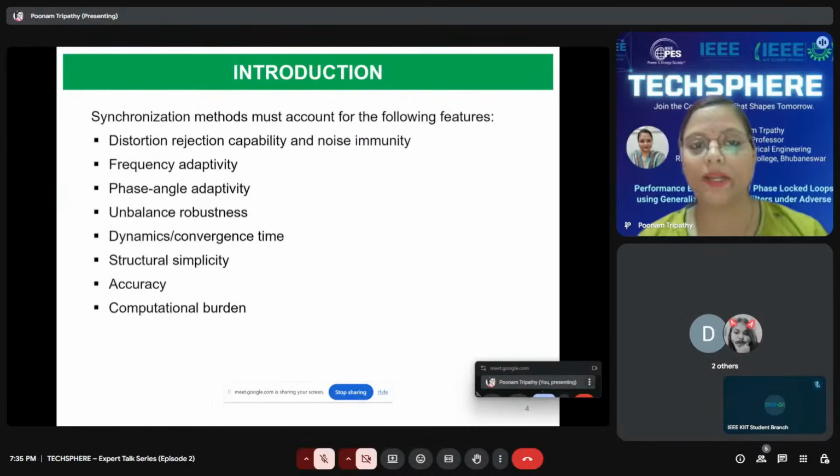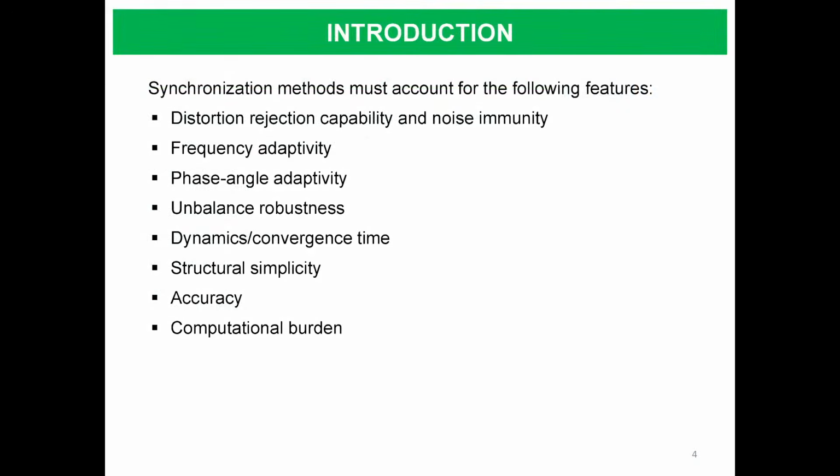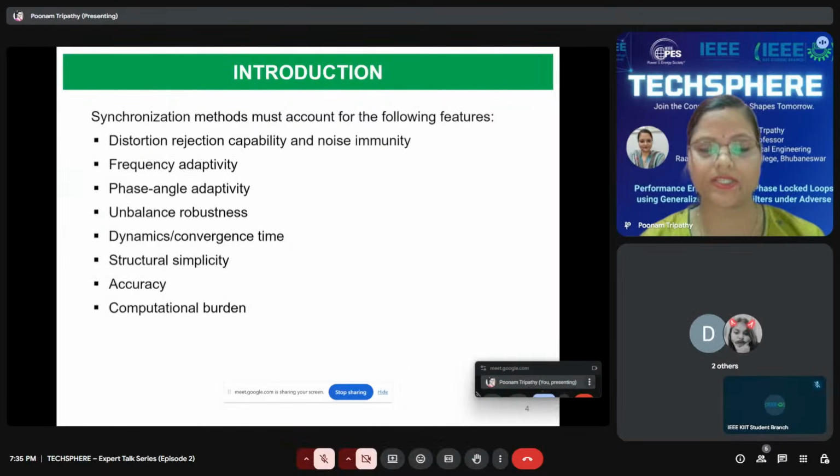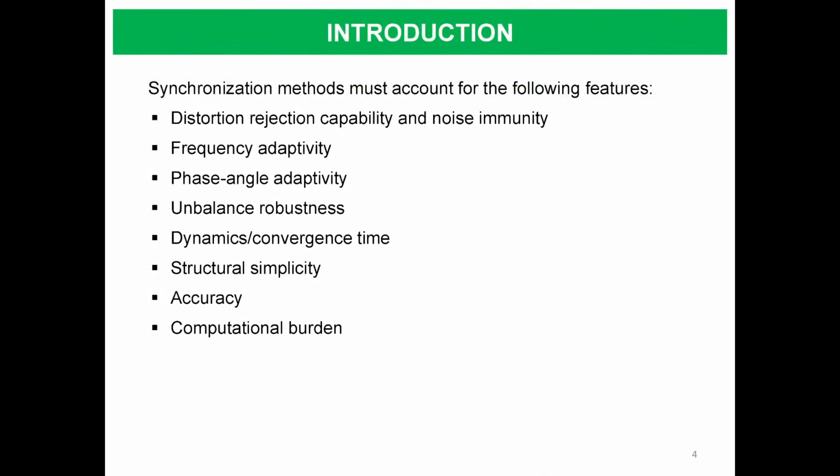So the synchronization methods must account for the following features: multiple disturbance rejection capability along with cancellation of noise disturbances, adaptivity to frequency and phase angle, robustness to voltage imbalances, faster system dynamics with minimum convergence time, which refers to the minimum settling time, along with structural simplicity, higher accuracy and least computational burden.